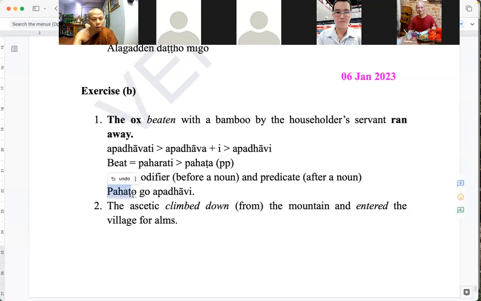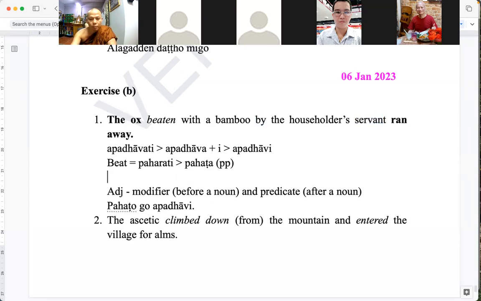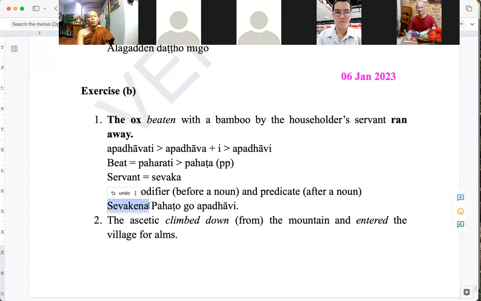Beaten by whom? Beaten by the householder's servants. Here also, the servant is the worker. But here, as the agent of the past participle, it is singular: sevakena. Here you see the servant is singular, not plural, which is why it takes the instrumental case. So sevakena pahato go abhidhavi. Sevakena pahato go abhidhavi.